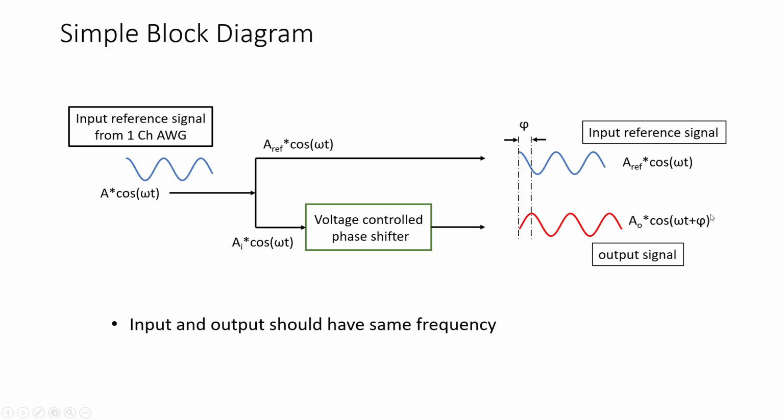The output amplitude A0 and the phase phi of the output signal can be controlled by the voltage applied to the phase shifter. The main requirement of our phase shifter is that the input and output both should have same frequencies omega t. The main concept behind this phase shifter circuit is how a single signal from the waveform generator can be split into two, whose amplitude and phase can be controlled relative to one another based on the voltage applied to the phase shifter. In the next slide, we will see about the setup in implementing the voltage controlled phase shifter.